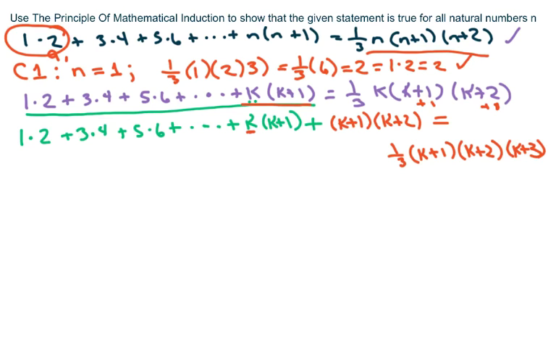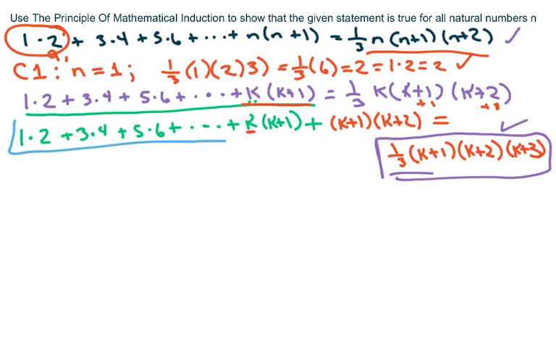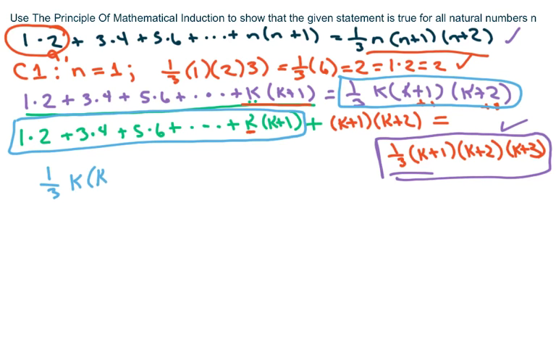So basically we want to fix this left side and make it look like this right over here. So I'm going to take care of the left side now, and I know that this bit equals this. So I'm going to substitute and write that down. 1/3 k times k plus 1 times k plus 2. Then I'm going to add my next term, which is right here, plus k plus 1 times k plus 2.